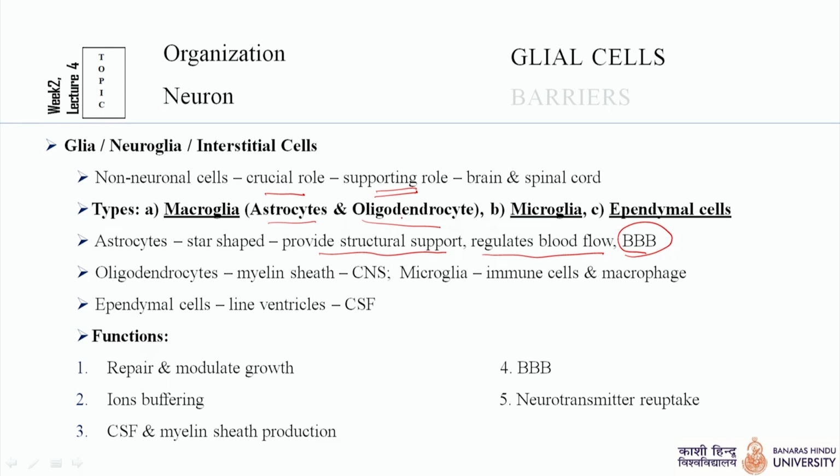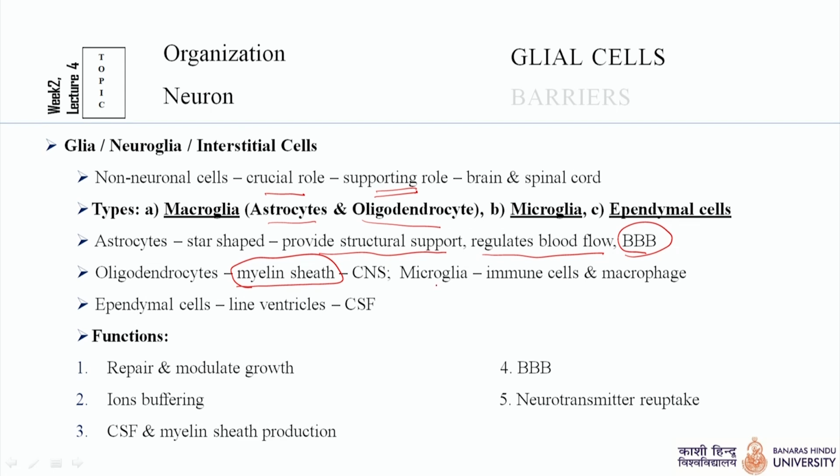And the next cell is the oligodendrocytes. I already told that the oligodendrocyte is responsible for the myelination process, where the myelin sheath is formed in the CNS, whereas the same function is performed by the Schwann cells in the peripheral nervous system.